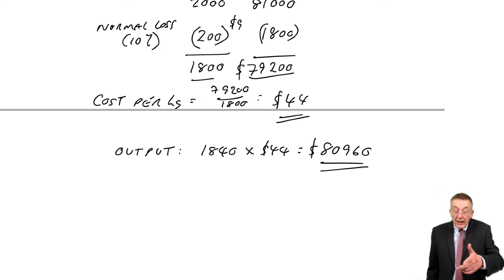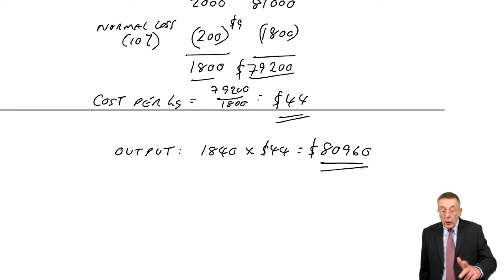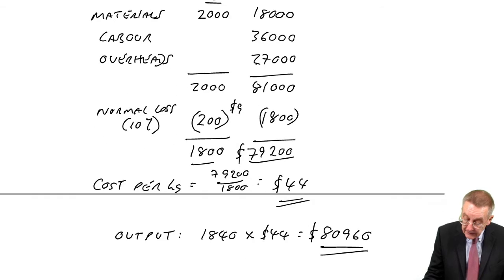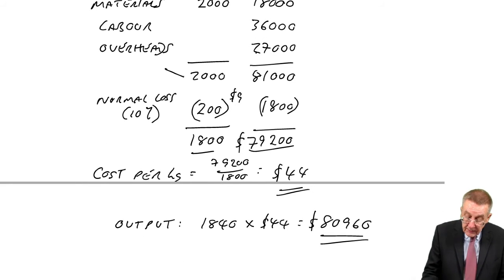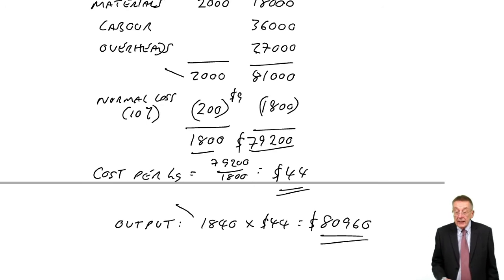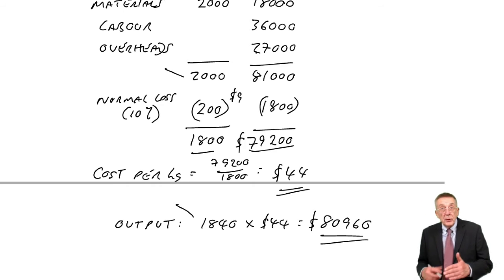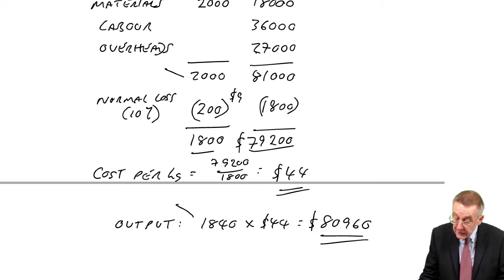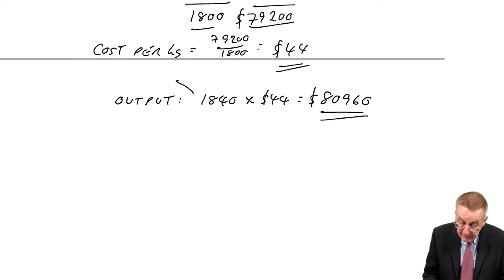Also though, this time, although we expected to lose 200, we didn't. We put in 2,000 and we got out 1,840. And so instead of losing extra, we lost fewer. And as I said, if you lose more than you expect, it's an abnormal loss. If you lose less than you expect, we say we have an abnormal gain.